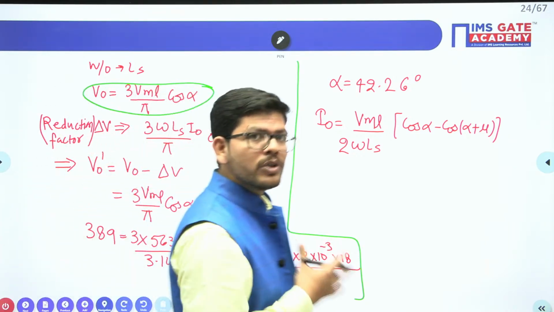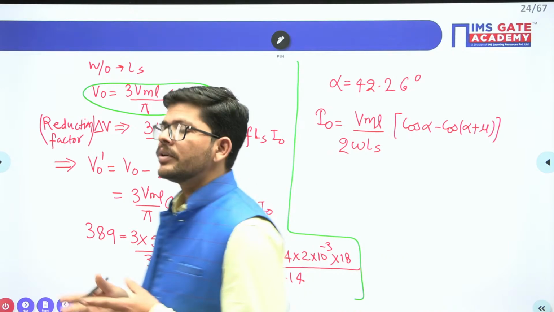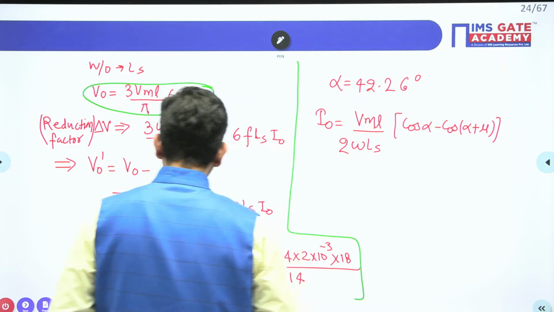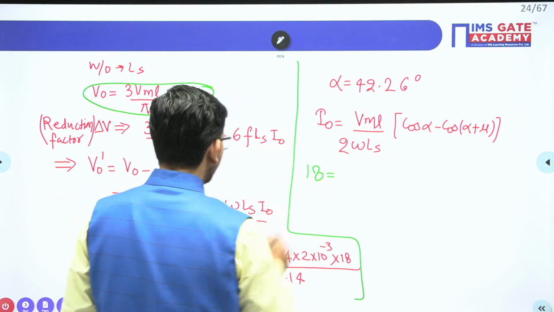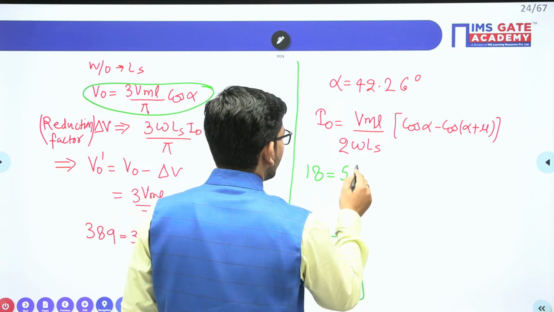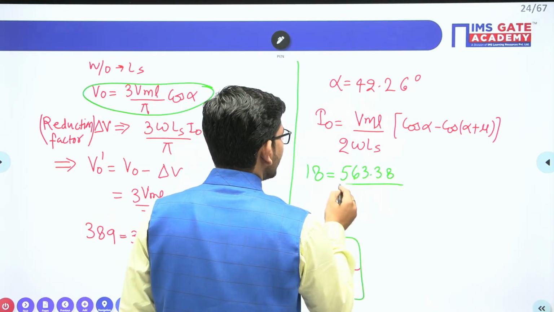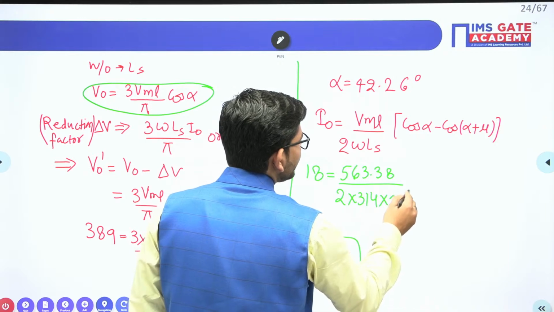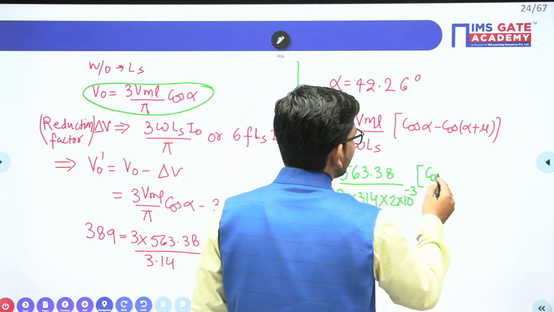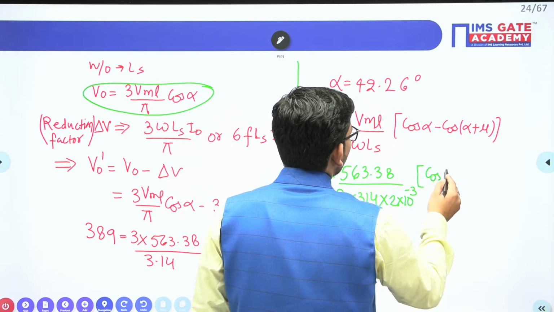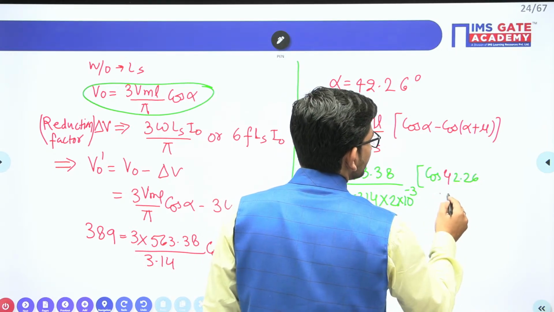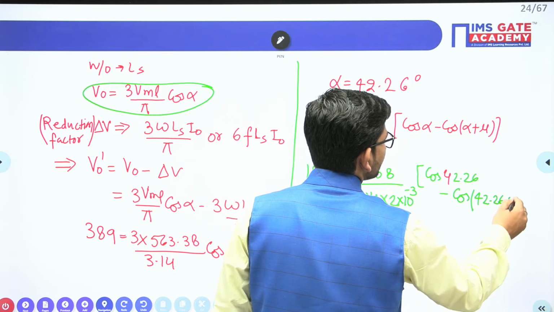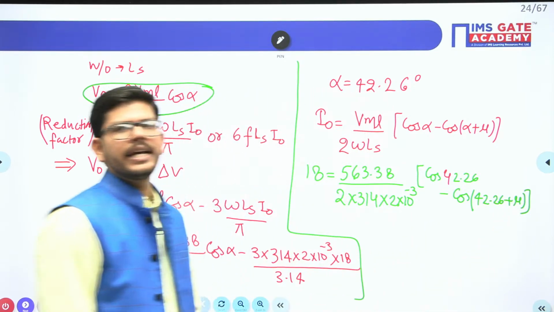This is how you have to approach a problem related to the overlap angle or the effect of source inductance. Now see, do we have all the data? I naught value we have, it is 18. VML we have already calculated, this is 563.38, divided by 2 into omega, which is 314, Ls is 2 millihenry. Then cos of alpha, we have calculated alpha which is 42.26, minus cos of 42.26 plus mu. So the only unknown quantity here is mu, guys.